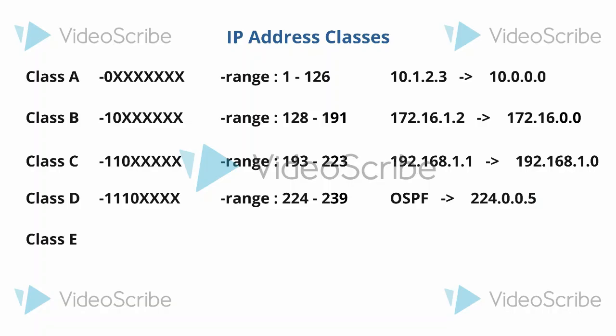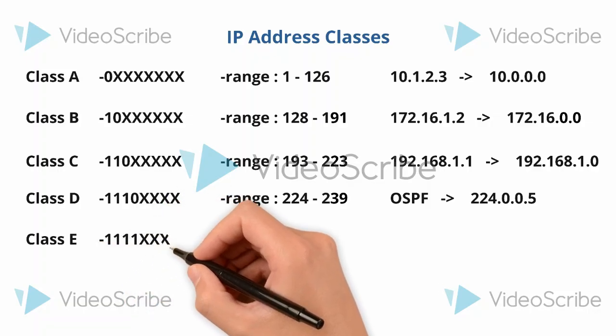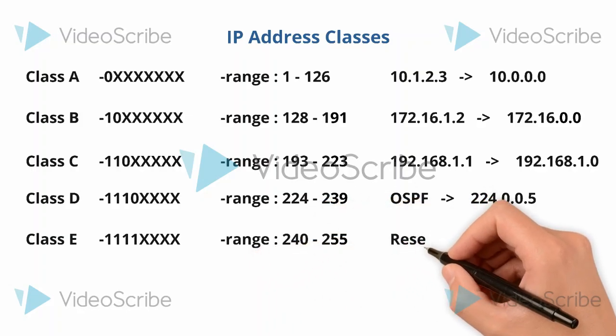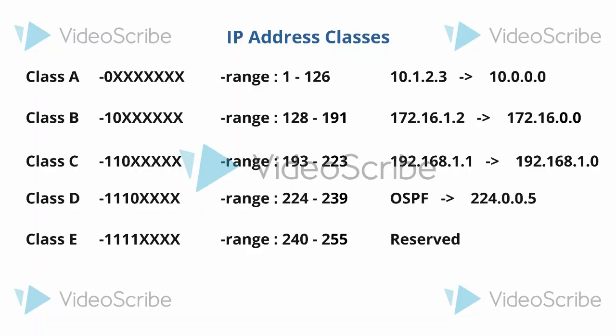Class D starts with 1110 in binary, range 224 to 239. These aren't for unicast, they're for multicast, sending data from one device to many. Example, OSPF uses addresses like 224.0.0.5. Finally, Class E starts with 1111 in binary, range 240 to 255. They're reserved for research, testing, and special purposes.